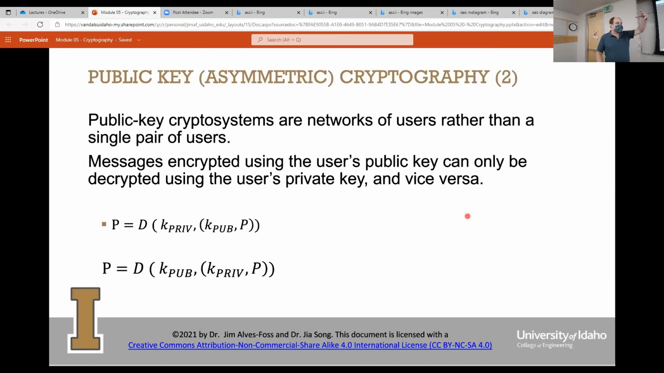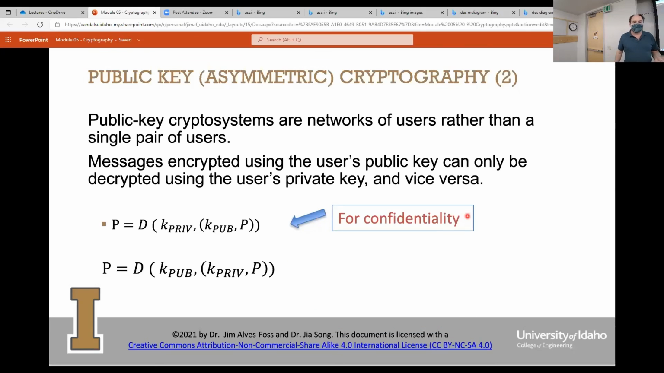And public key crypto systems are usually used for a network of users, because if there's only two of us talking, we can use a symmetric key. But if I want to be involved in a network and communication, I need this. Okay, and again, these slides are repetitive. The public key, the private key, etc.